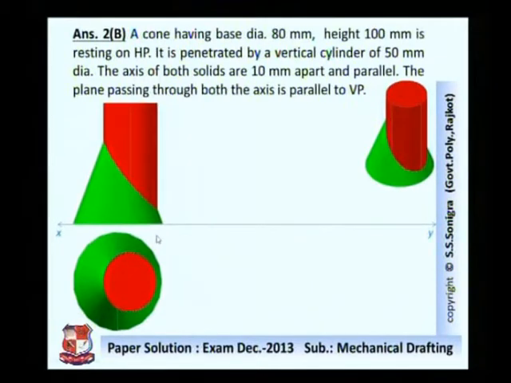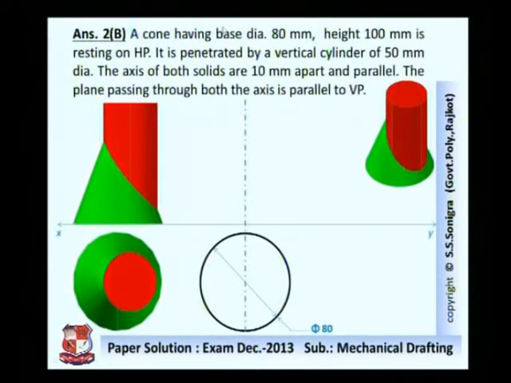So for that, first of all, draw XY line that represents intersection of horizontal plane and vertical plane, and draw a circle below XY line having diameter 80 mm. That is top view of the cone, as shown over here, and insert the dimension 80, means its diameter is 80 mm. Draw its center line or axis of the cone, vertical center line, horizontal center line of this cone, and this is the front view of given cone. Height is equal to 100 mm.